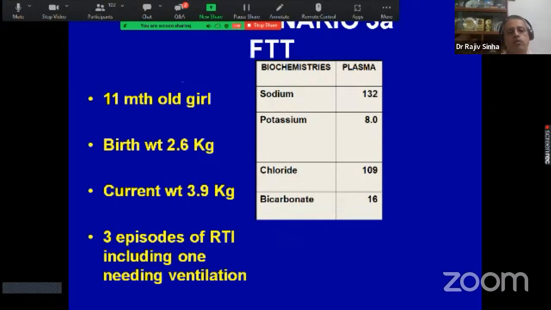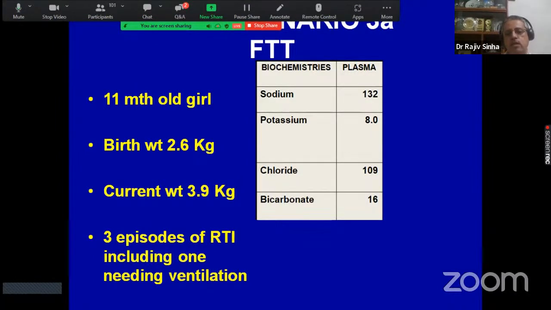We will now move to our third case scenario. An 11-month-old girl with a birth weight of 2.6 kilos and a current weight of 3.9 kilos. So again, failure to thrive. She did have 3 episodes of respiratory tract infection, including one needing ventilation. And this was the initial biochemistry.